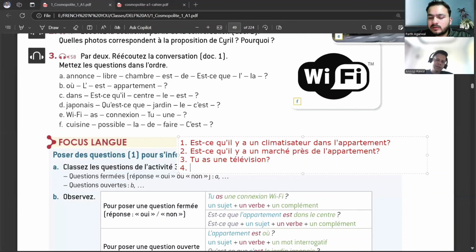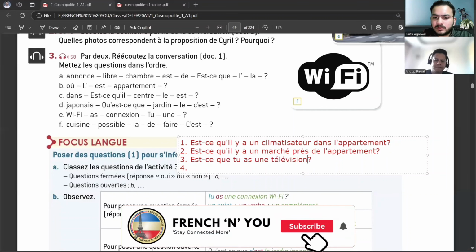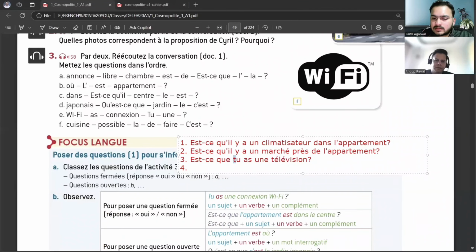Est-ce que tu as une télévision? That will also be the same thing, but only est-ce que will be added. So the standard form is to add est-ce que. It will be est-ce que tu as une télévision? That also means do you have a television? After adding est-ce que, the only difference is that it becomes a bit more standard question. No such difference as it is.